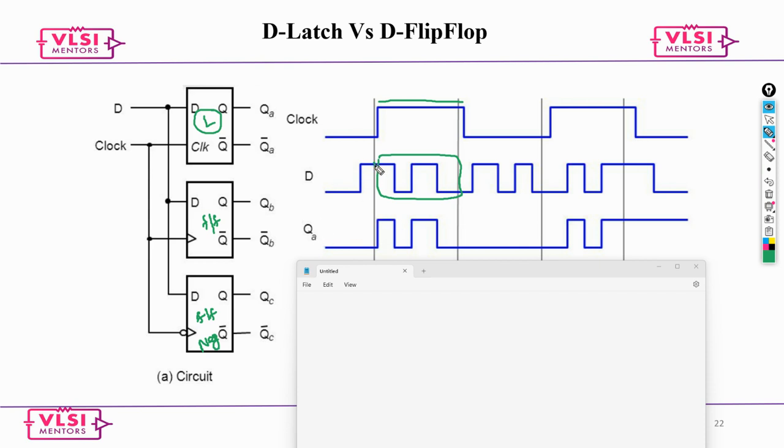So it is exactly getting copied to the output, and then it stops over here. During the whole negative pulse, the last value is retained, and again here whatever is at the input is copied, and then the last state continues. Is there any query here on the latch part?